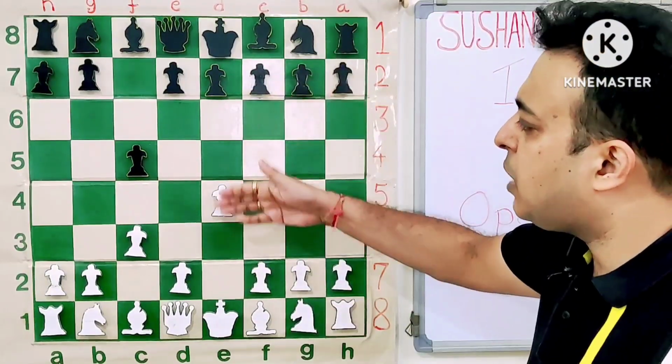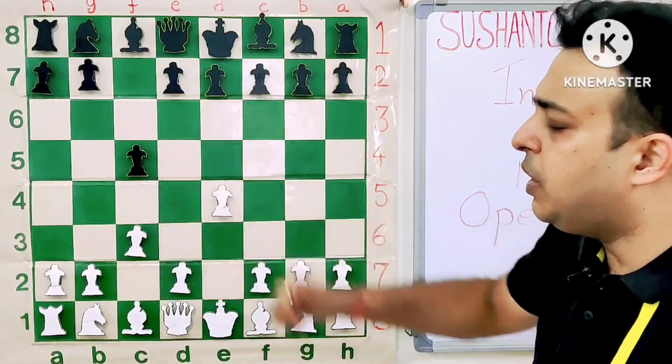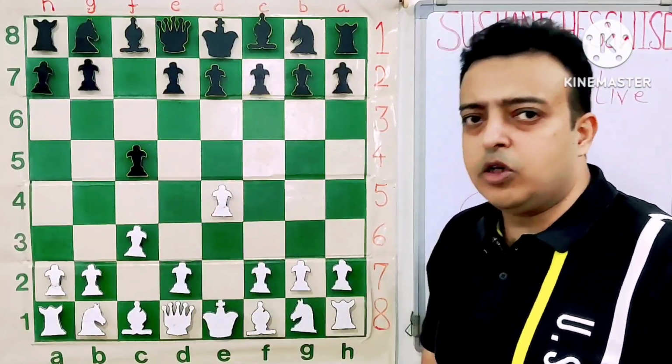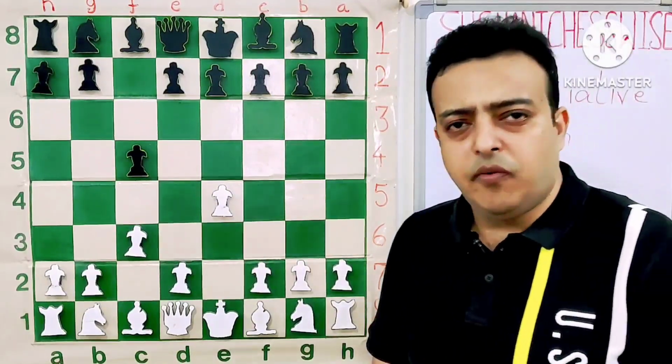Against the move Nf6, I play e5, d5, d4, cxd4, and I don't recapture with cxd4. We will have some games of that line also in future. Let's look at the first game today.